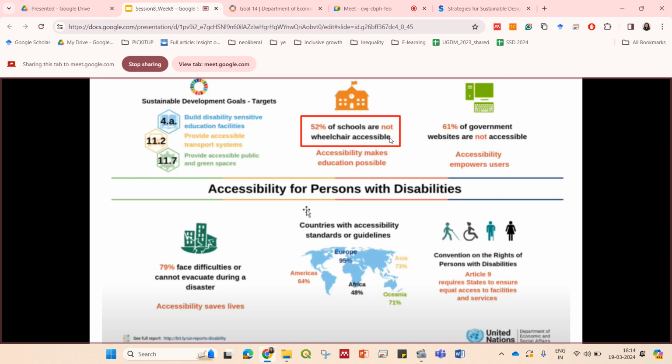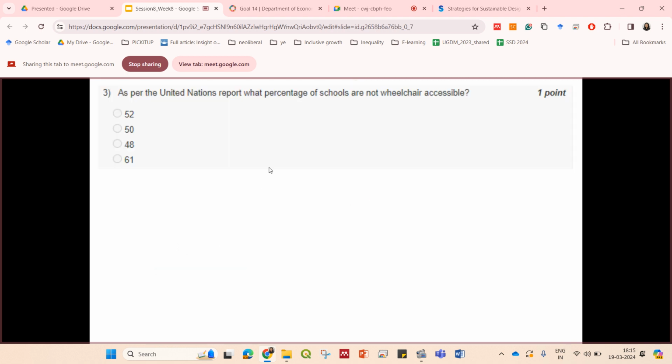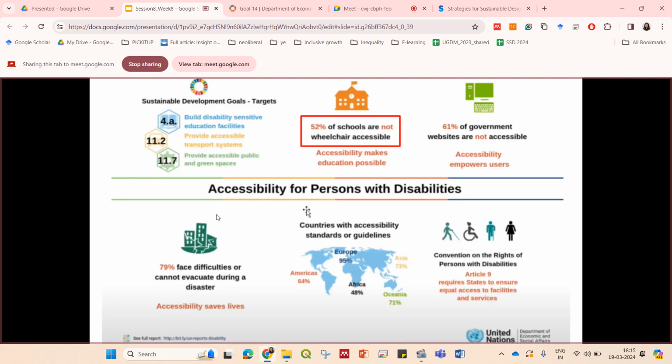And you can see here, this is taken from a report on the progress that has been made towards achieving different sustainable development goals. From one of those reports, you can see that around 52% of schools are still not wheelchair accessible. So they do not provide equal or equitable opportunities for education for disabled people. Again you can get the metric from here, that 52% of schools globally are still not wheelchair accessible. So this question is about that.